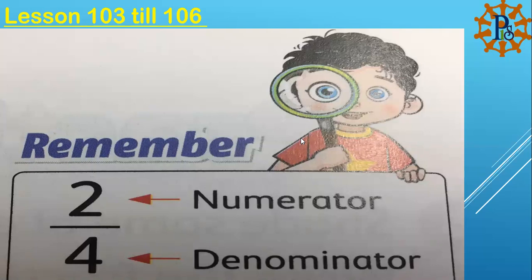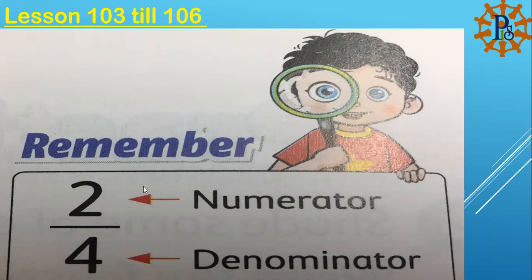Remember, here we have an important piece of information. Any number you write on the top means numerator. Any number you write down means denominator. So we have this new word for you. We have one word called numerator and another word called denominator.